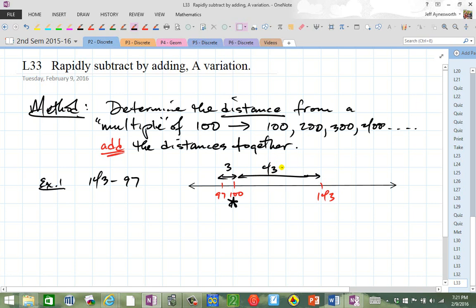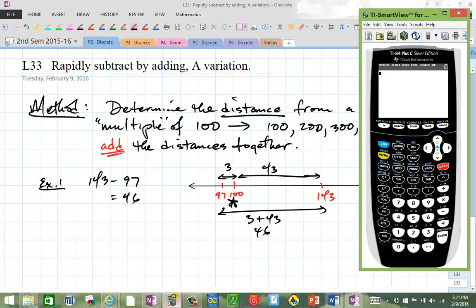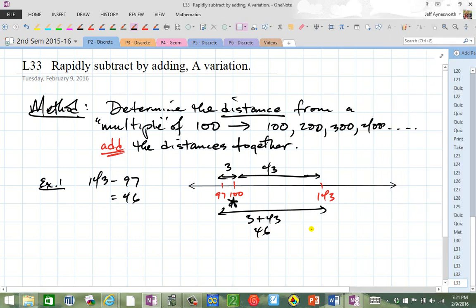So the distance between 97 and 143, which is called the difference between the two, has to be the sum of both of those. It has to be 3 plus 43, or 46. Notice that I didn't borrow, I didn't do any fancy mathematics here. I do know that 143 minus 97 is 46. If you want to check that, you can take 143 and subtract 97. Hopefully you don't need a calculator for this because this is grade school math. But the whole point is to do it mentally.